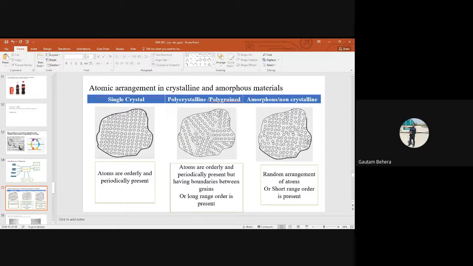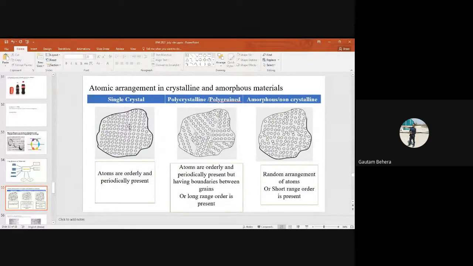Now, this is a very beautiful image which will show you a clear distinction between crystalline material and amorphous material. And this kind of classification, crystalline material classification and non-crystalline material classification, is on the basis of how the atoms are arranged in that particular material. So you can see this is an image of single crystal. This is an image of polycrystalline material or polygrain material, and this is an image of amorphous material. Fine. So you can see what is the difference among them.